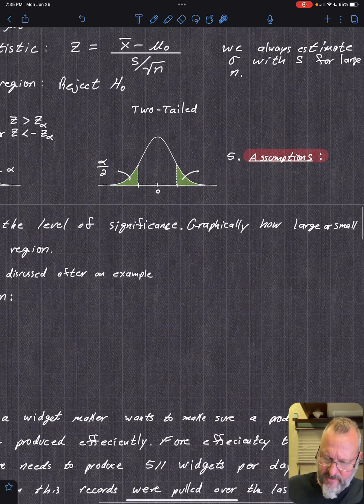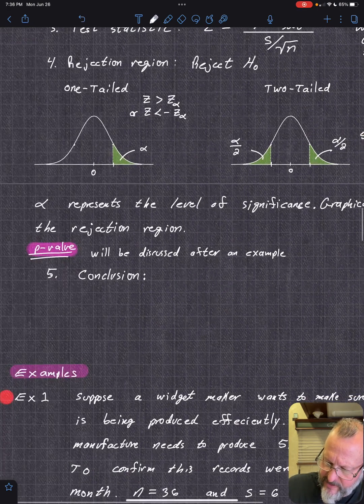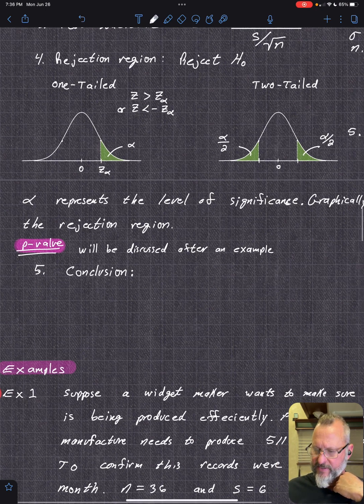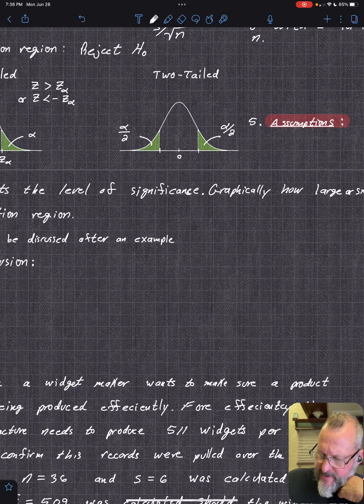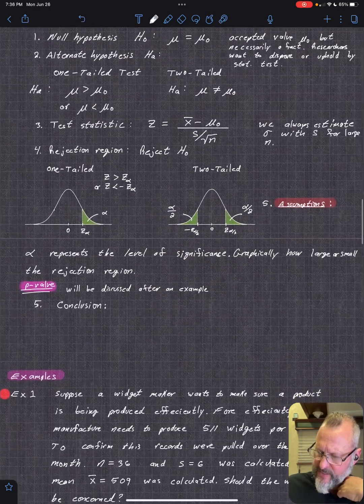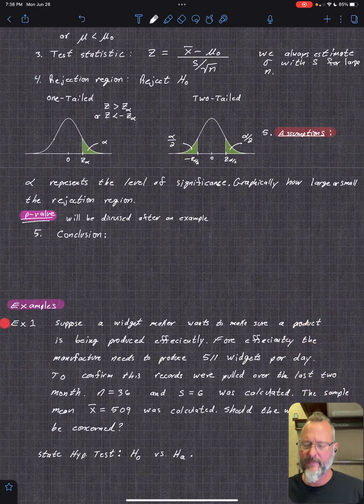Over here, we say you divide by 2. It's alpha over 2. And go back here. So this value is your Z sub alpha. So for 5%, that's your 1.96. And we'll go through how to do some of those calculations. And then these values, this is your Z sub alpha over 2. And right here, this is your negative Z sub alpha over 2. That's your two-tailed test.